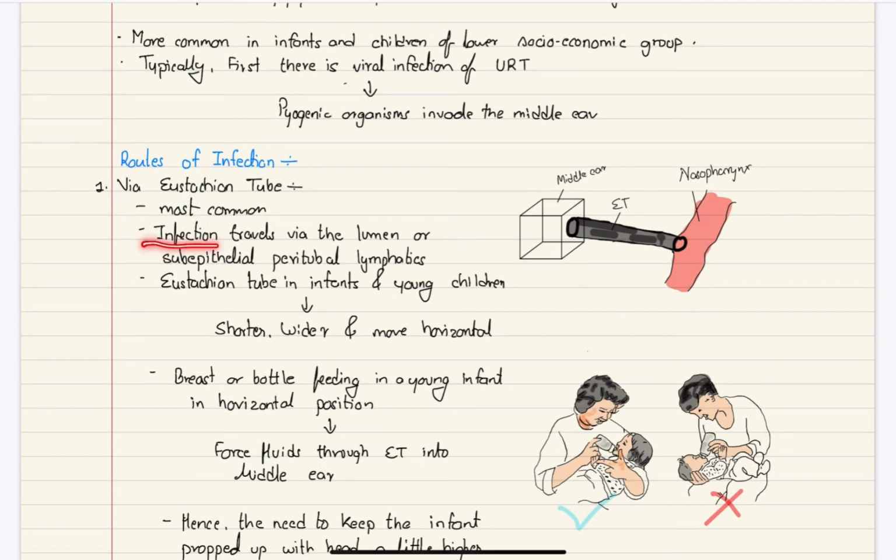The infection travels via the lumen or the subepithelial peritubal lymphatics of the eustachian tube. As mentioned, it is common in infants and children, and the reason is that the eustachian tube in infants and young children is shorter, wider, and more horizontal. Hence, the organisms can easily spread from the nasopharynx.